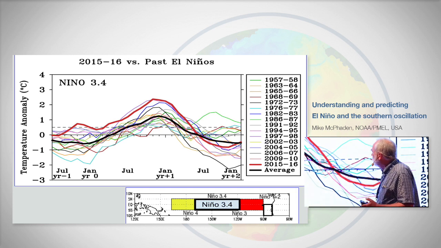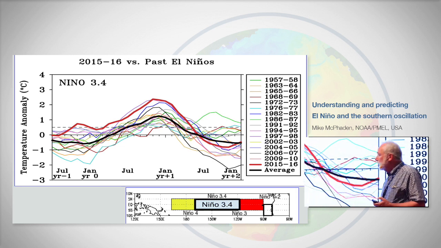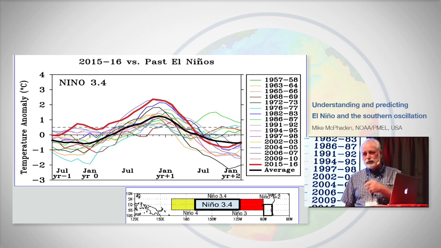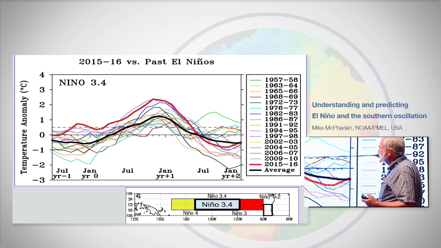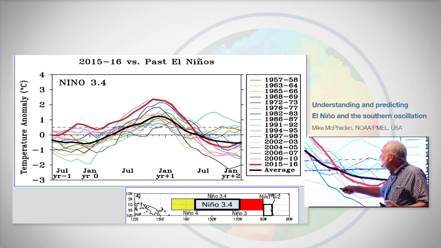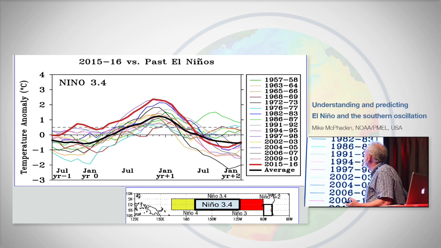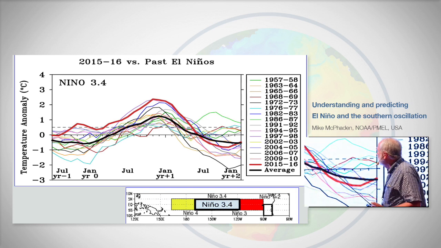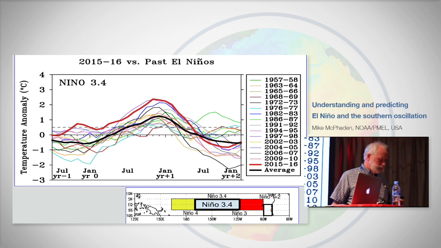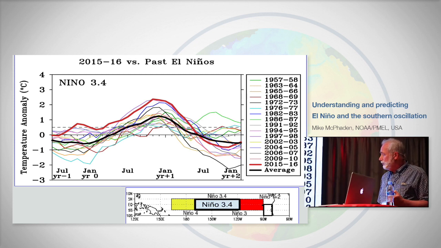El Niños typically are best developed in the November, December, January time frame in terms of sea surface temperature. You can see that here. The dashed line here is our half-degree centigrade threshold. The black line is the average of the 14 El Niños from 57-58 to 2009-2010. And here is 2015-16. The purple line is 97-98, and the blue line is 82-83. So by this measure, actually, 2015-16 was tied with 97-98 for the strongest on record.